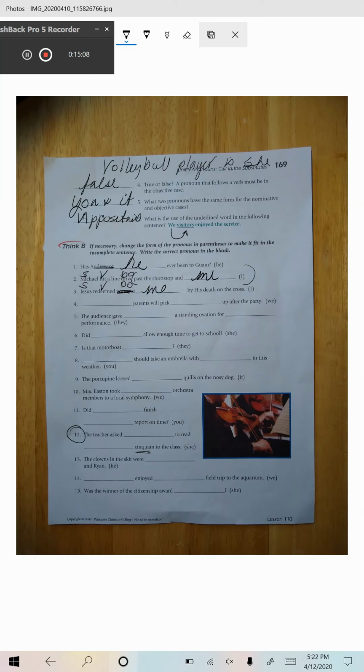All right. I won't read the next one. See, it says snow, and I don't want anything to do with snow. Okay, so the teacher asked her to read her cinquain to the class. Okay? All right, you can do the rest on your own.